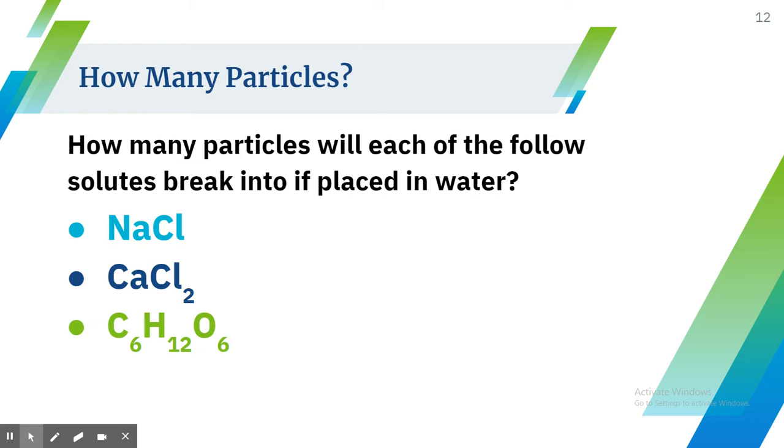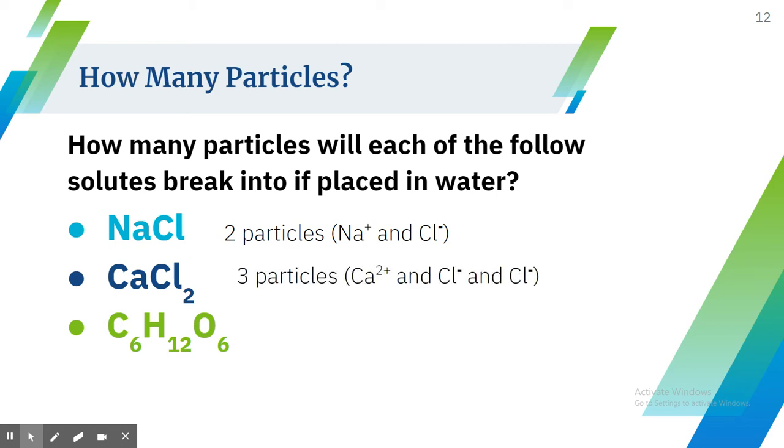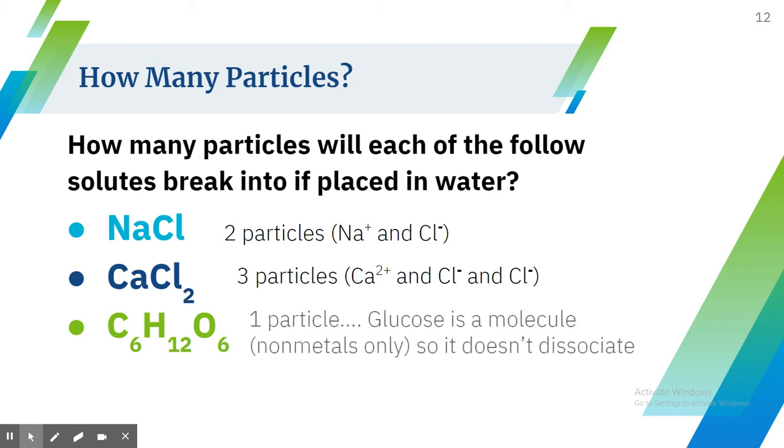NaCl is going to break apart into Na+ and Cl-, so two particles. Road salt is going to break into three particles. The Ca is going to have the 2+ charge, and then you'd have two Cl-. This last one's a little bit tricky unless you recognize that it is not an ionic compound. It's a molecular compound, which means it will not break up into ions. So how many particles will glucose form when it's in solution? Only one, because it does not dissociate.